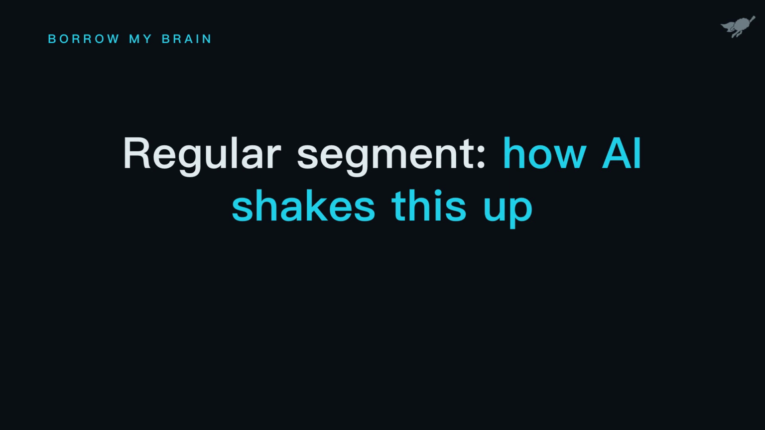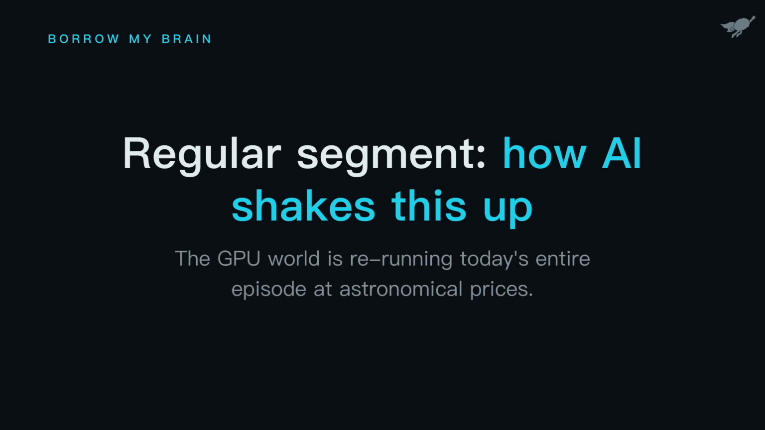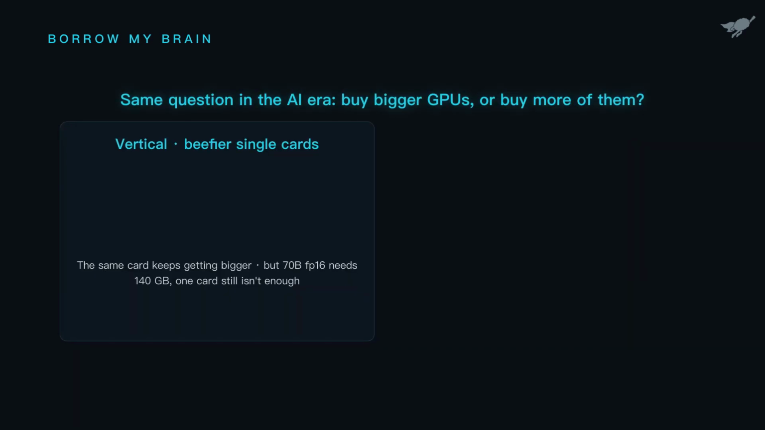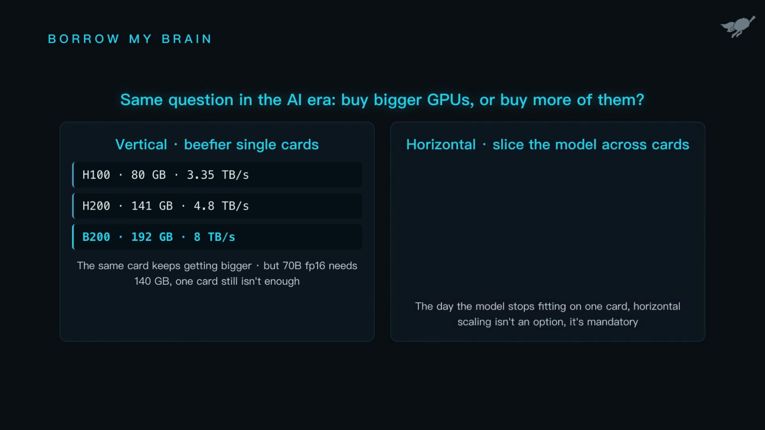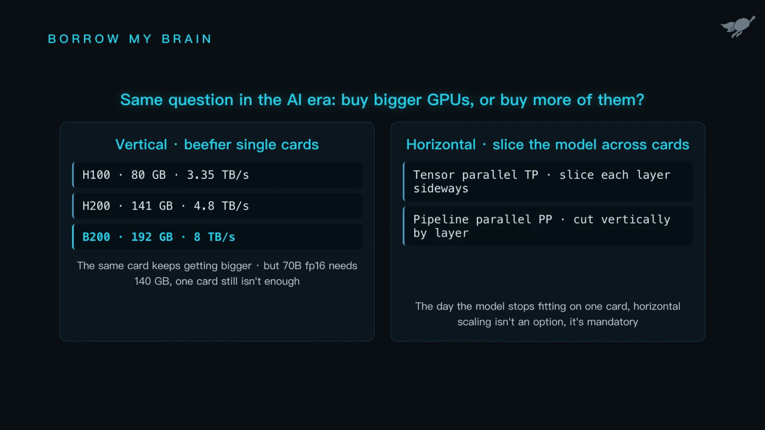Our regular segment. How is AI going to shake this up? This one is extra fun because the GPU world is rerunning everything we just covered at eye-watering prices. The vertical route. Single cards keep getting beefier. 80 gigabytes of GPU memory, then 141, then 192. Bandwidth piled from 3.35 terabytes per second up to 8.